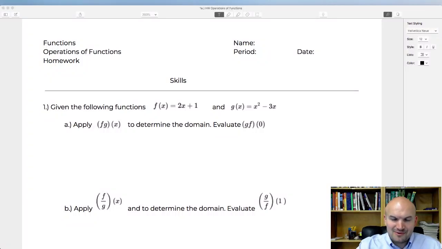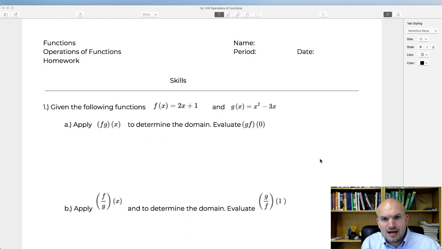Okay, so what I'd like to do is get into the operations of functions. So I'm going to knock out another homework assignment. I've been out of the classroom for the last couple of days, so after this stream I'm actually going to get into inverses of functions. If that's something you're interested in as well, I'll break up the two streams.